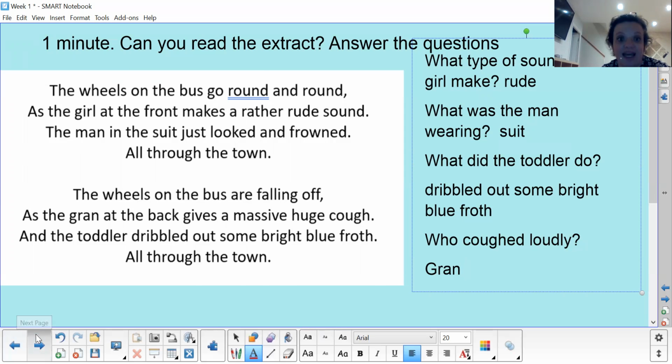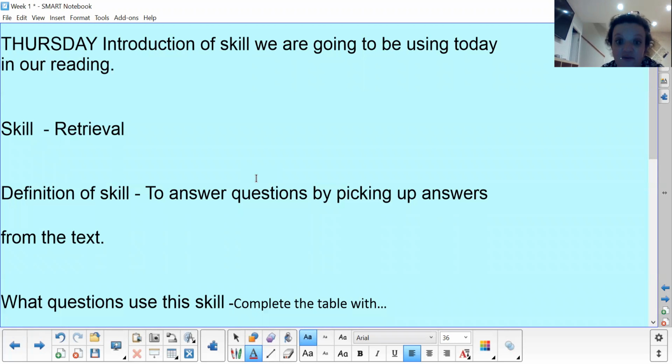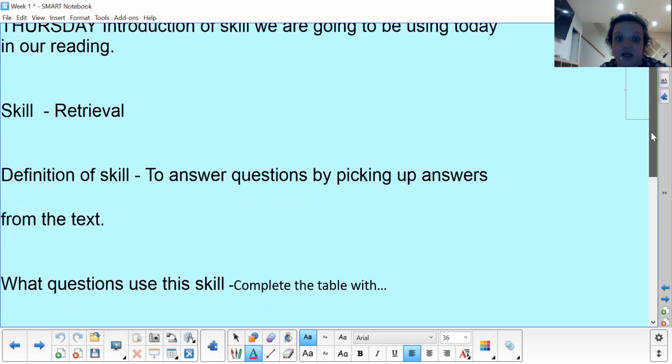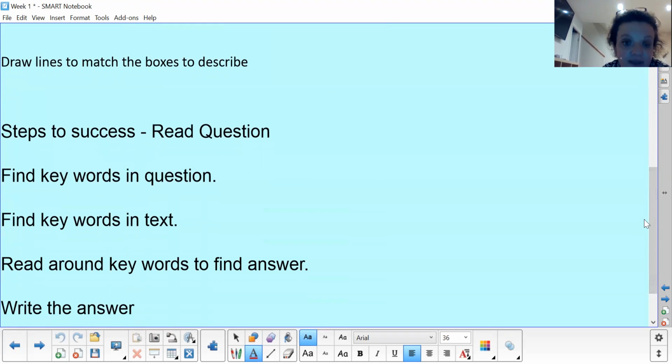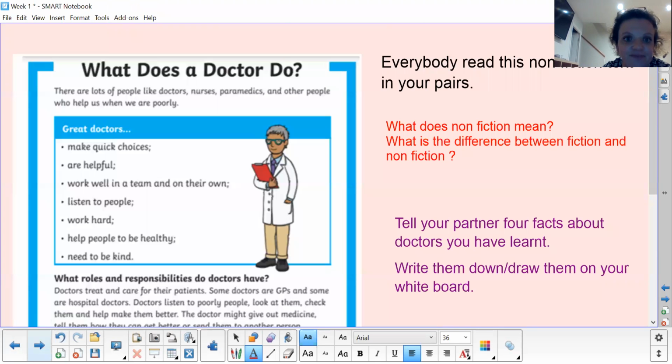Let's move on to our main text today. So we're going to be looking at retrieval skill again, and we're going to answer questions by picking up the answers from the text. We're going to be looking at the question stem today, complete the table with, so we're going to be completing tables and drawing lines to match the boxes to describe. So the first step we're going to do is read the question, find the key words in the question, find the key words in the text, read around the keywords to find the answer, and then write the answer.